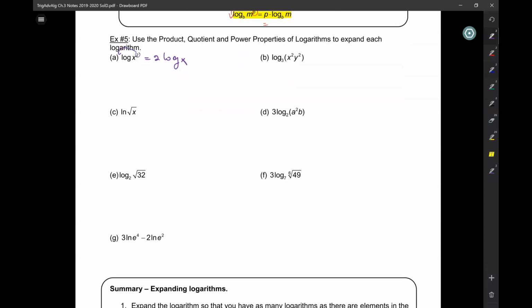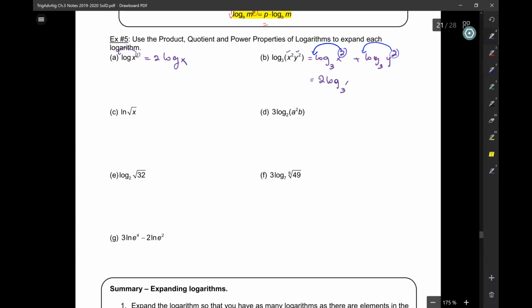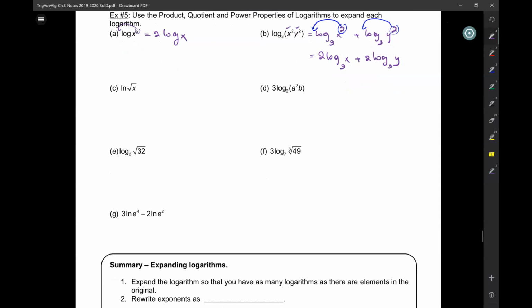Okay, here, look, 2 elements, 1, 2. So I gotta do log base 3 x squared plus log base 3 y squared. Now what happens? 2's come down. So 2 log 3 of x, 2 log 3 of y. Alright, that's the first thing I'm going to do for C.